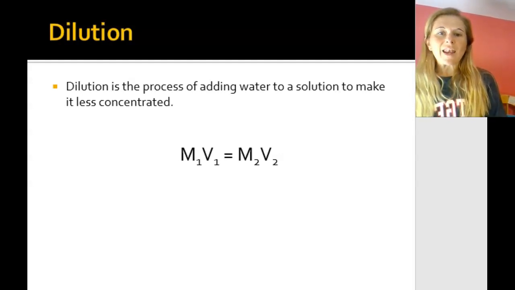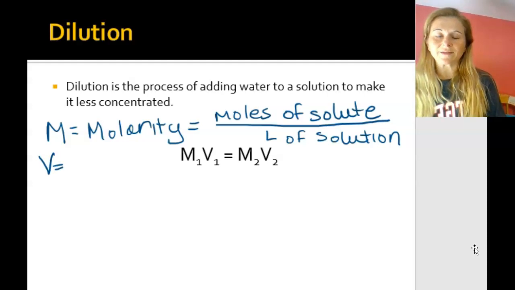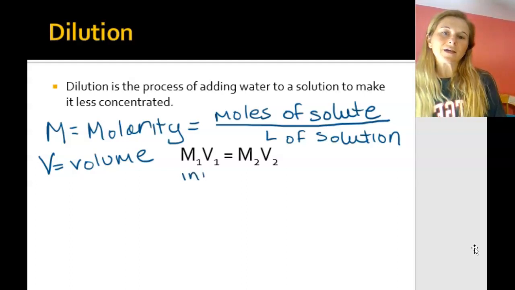Remember that M is molarity, and molarity is the moles of solute over liters of solution. And V, as it is in lots of formulas, means volume. Now the 1 in M1 and V1 means initial, our first concentration and volume, and the 2 means final.